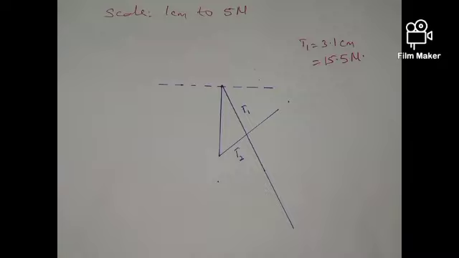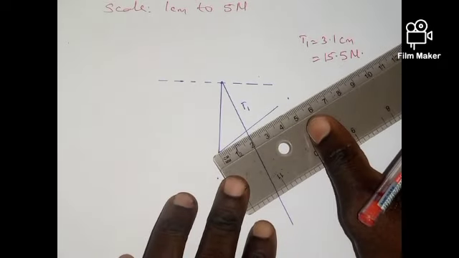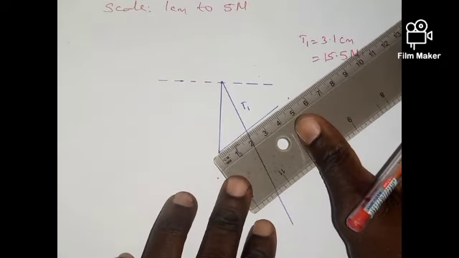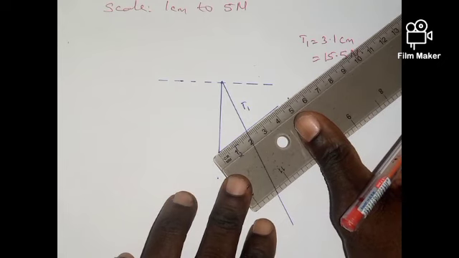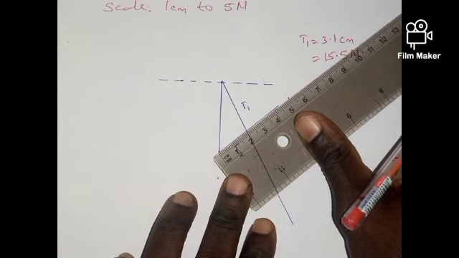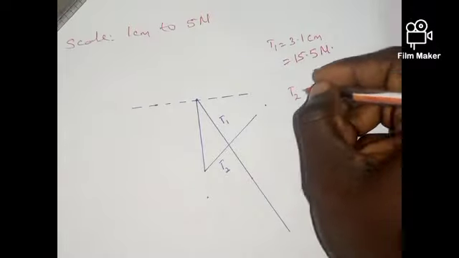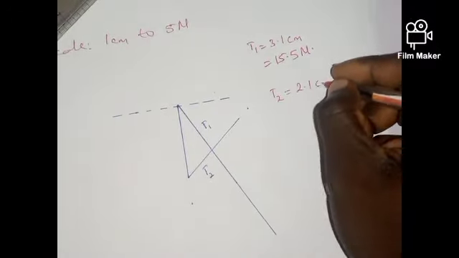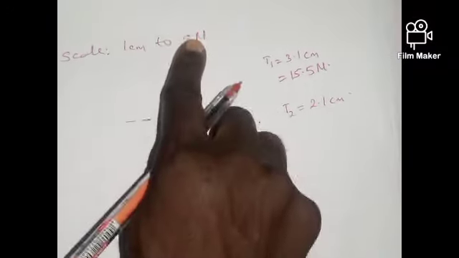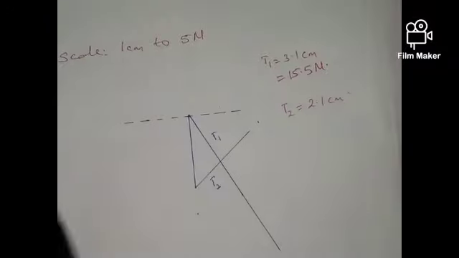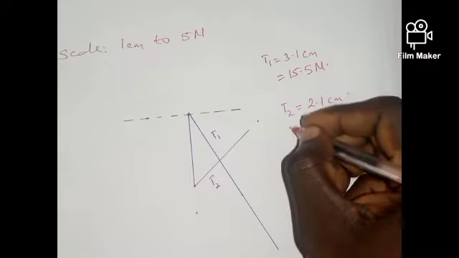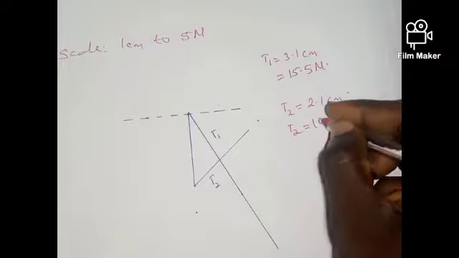Then you come to this place, measure the length of this, and that's going to give me 2.1 cm. So T2 is equal to 2.1 cm. My conversion scale is 5 Newton per cm. So I've multiplied 2.1 times 5, and that gives me 10.5. So my T2 is actually 10.5 Newton.